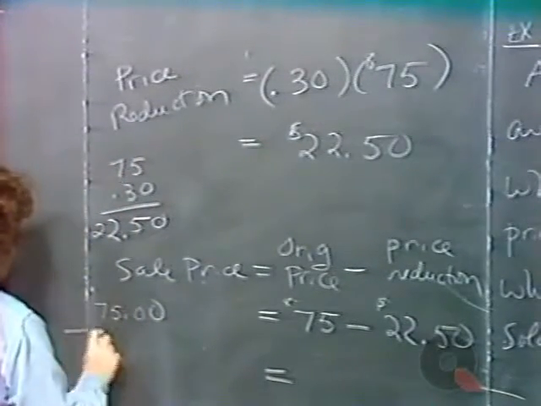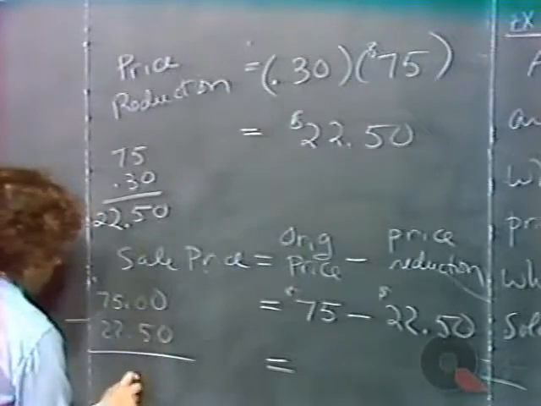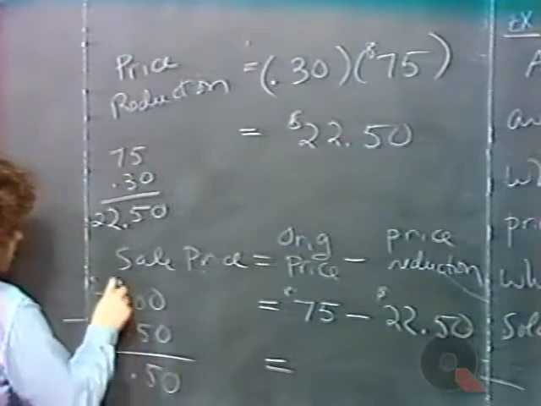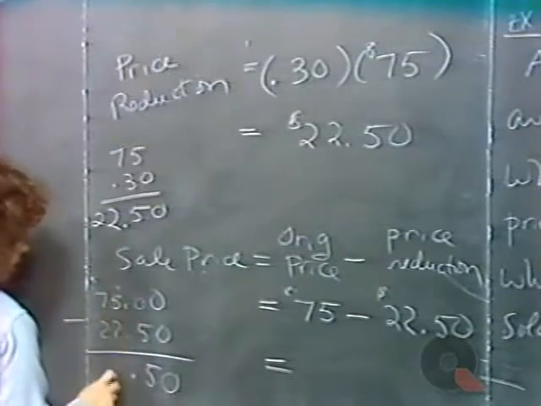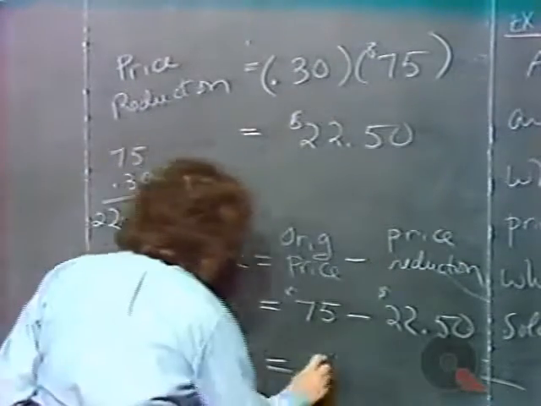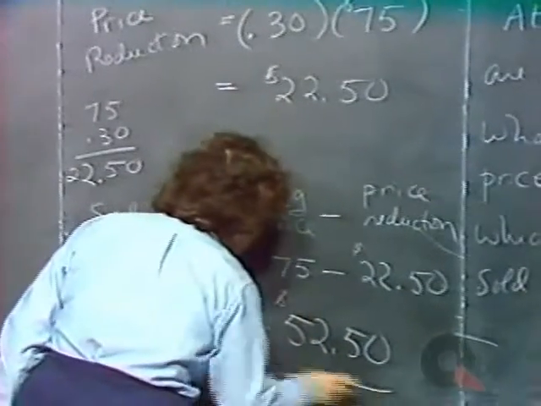$75 take away $22.50. We get 0. 10 take away 5 is 5. This is now a 4. 4 take away 2. 7 take away 2. So the sale price will be $52.50.